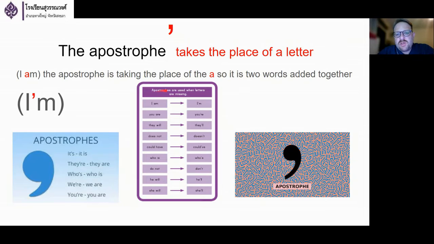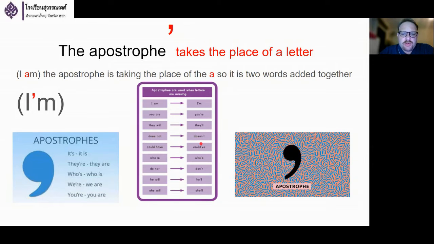Apostrophes are used when letters are missing. Okay, so I'm, if you had to guess, that's the word we started with. I'm is missing what? The A. I am. I'm. You are. What's it missing? The A in the second word are. You are. You're.